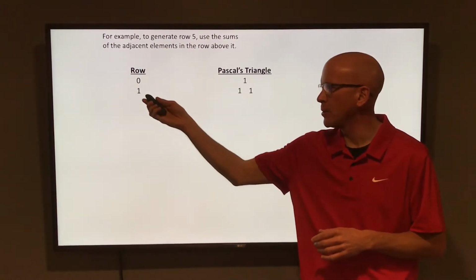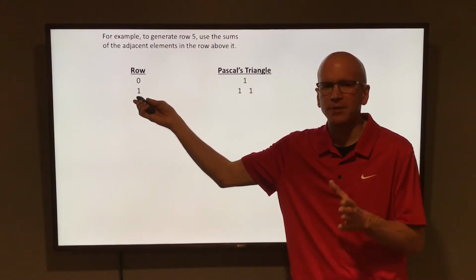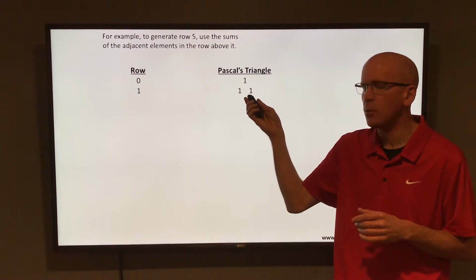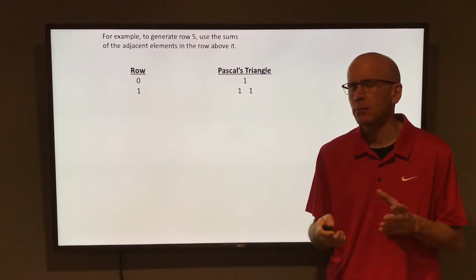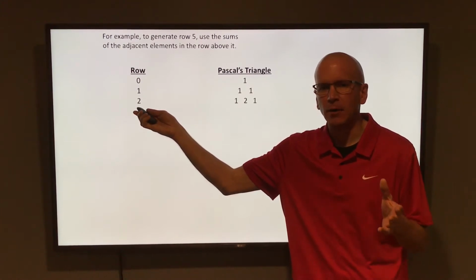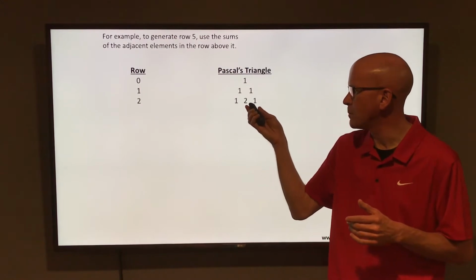If you take a binomial to the first power, such as x plus y to the first power, the coefficients on that, x plus y, would be 1 and 1. Then if you take a binomial to the second power, say x plus y to the second power, it'd be x squared plus 2xy plus y squared. The coefficients would be 1, 2, and 1.